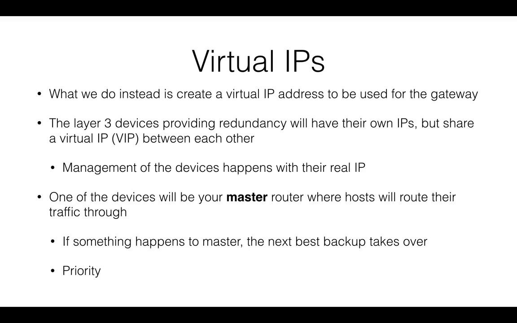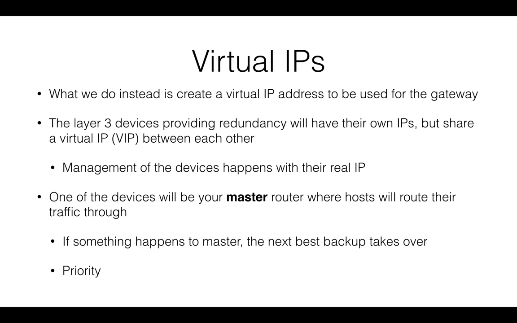So what we do instead is we create a virtual IP address, point all of our endpoints or our clients to use that virtual IP as their gateway, and have that virtual IP address present on multiple layer 3 devices. What this allows us to do is still manage the actual layer 3 devices using their real physical IP addresses, or their IP addresses tied to a physical interface rather, and then have our clients use the virtual IP address to get out and use that as the gateway.